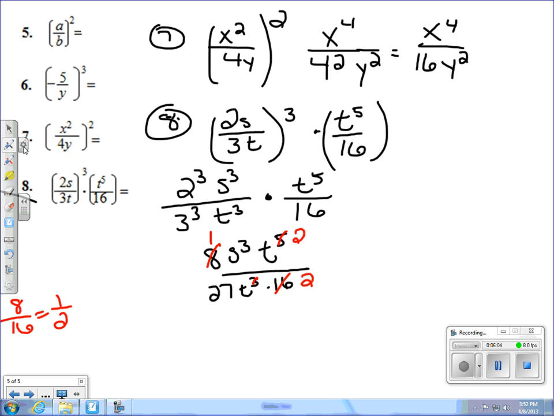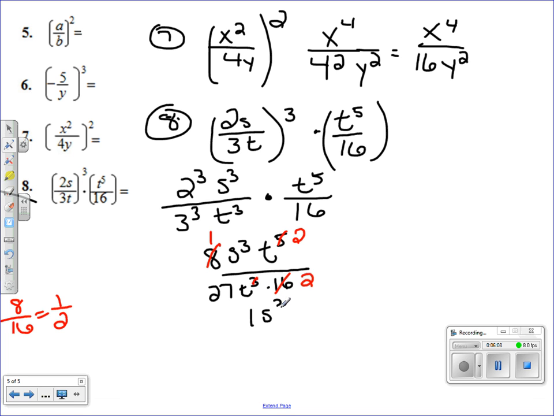So let's go back to black here. I have 1 s cubed t squared. And on the bottom, I still have 2 times 27. 2 times 27 is going to give me 54. So my final answer, s cubed t squared divided by 54.